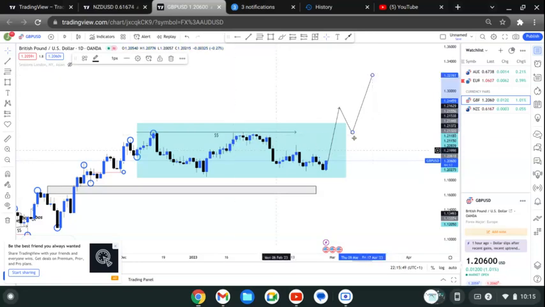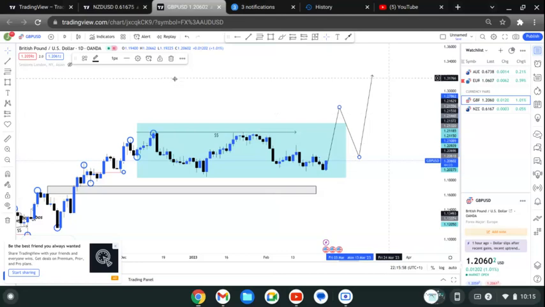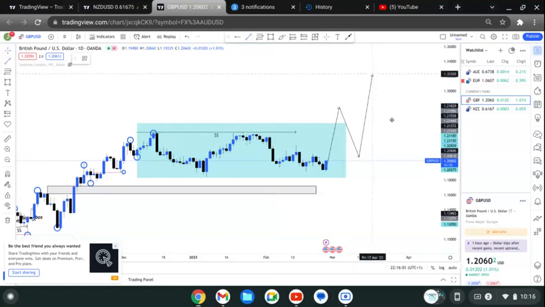Break structure upwards. It can retrace deeper or not. You can't really tell, but you react to what happens. This is just like a blueprint of how I'm willing to enter. So if this happens, takes out this high, I'll be looking for buys off this demand zone.